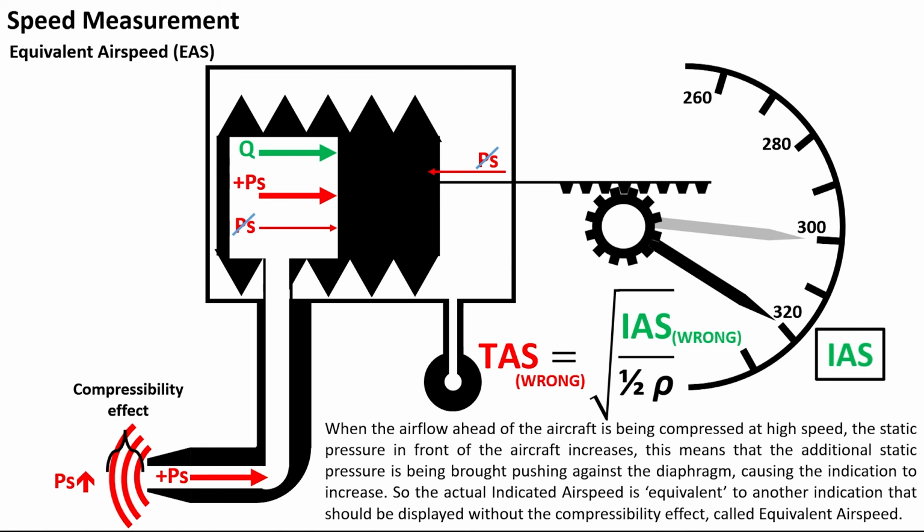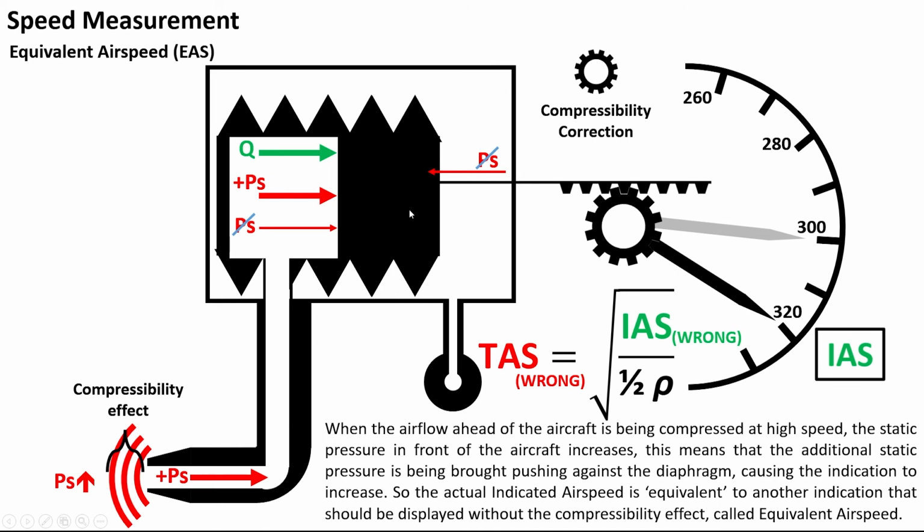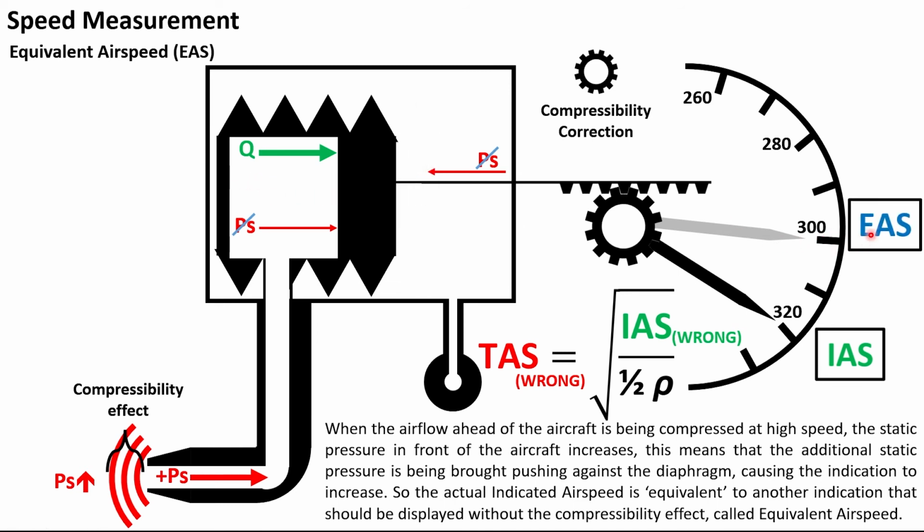And so what we do, we say, okay, we need to make a correction here, and that correction is called compressibility correction. It's just a mathematical correction that consists of removing mathematically this additional pressure. And so when you remove it, it's going to tell you, okay, so actually your indication should be this one, and this is called equivalent airspeed. So what does it mean?